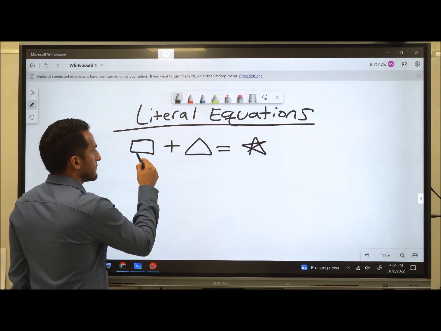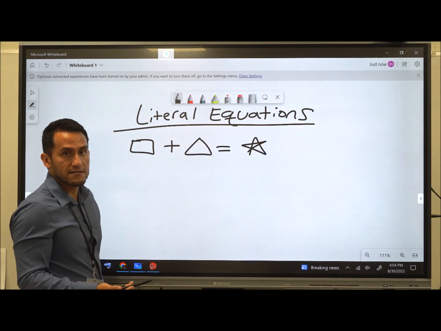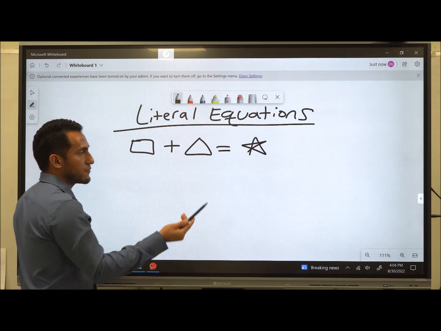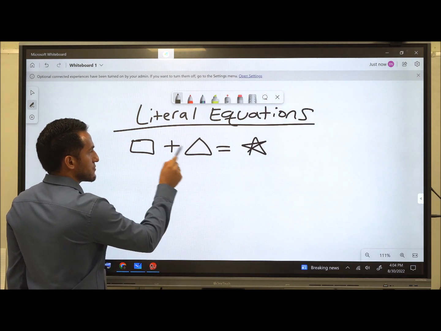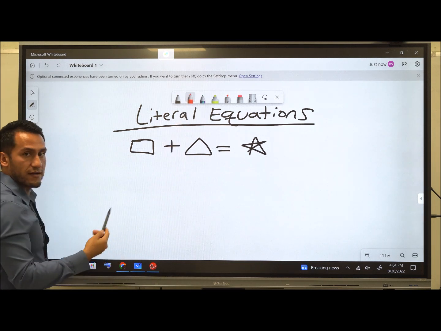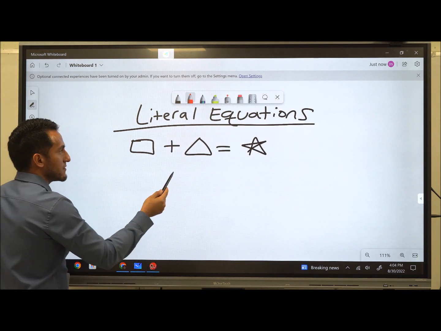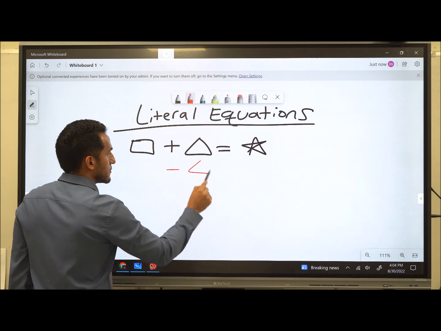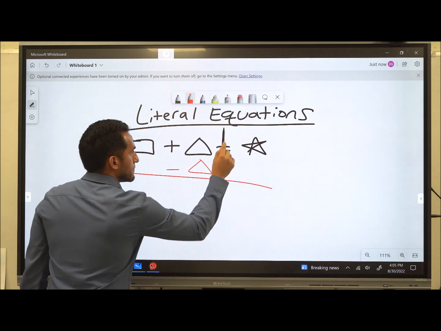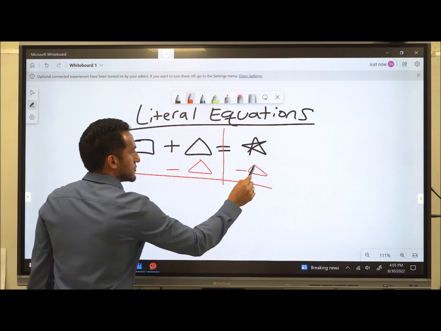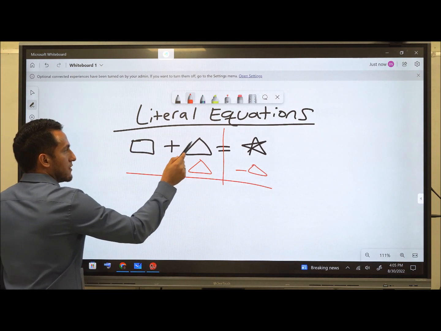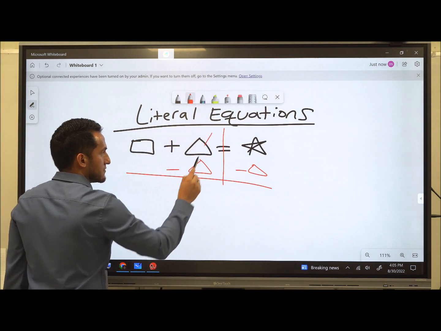You've got to figure out how to leave the box by itself. Kind of like the way we solve equations, you do the same exact thing. What are they doing to the box? They're adding a triangle. So if they're adding a triangle, then you have to do the opposite. You're going to take away a triangle from here. Whatever you do to one side of the equation, you have to do to the other side of the equation. So a triangle minus a triangle is going to cancel out.